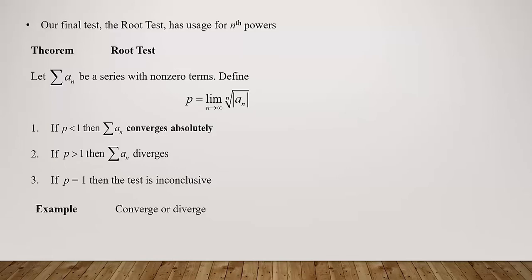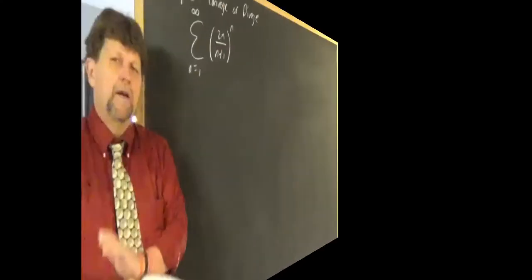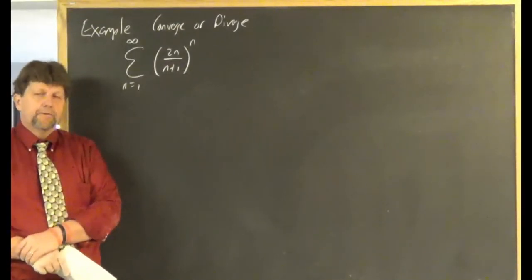So for this example, does the following series converge or diverge? It's the series n equals 1 to infinity of the quantity 2n over n plus 1, all of that raised to the nth power. So it's time to head off to the chalkboard and work through this, and see you there.